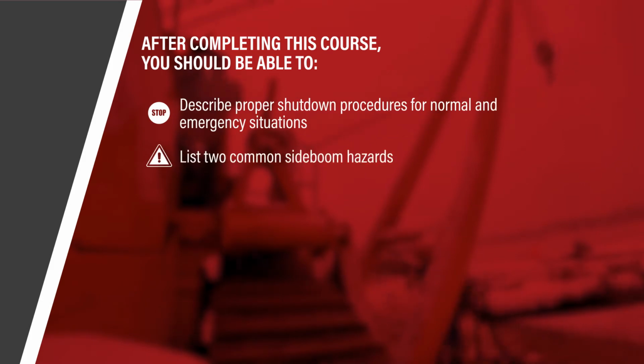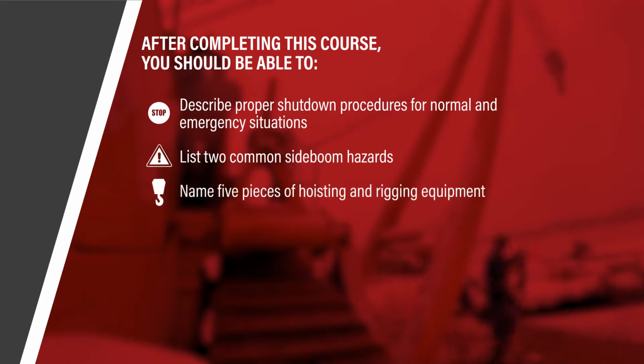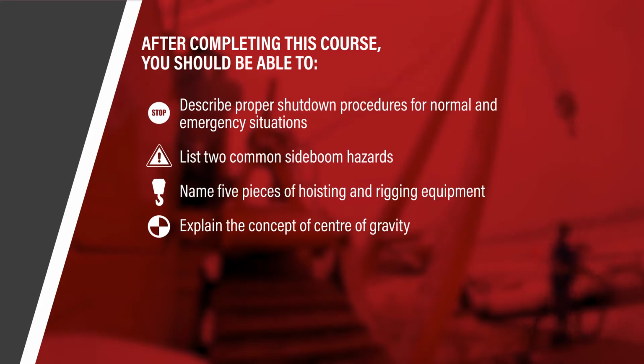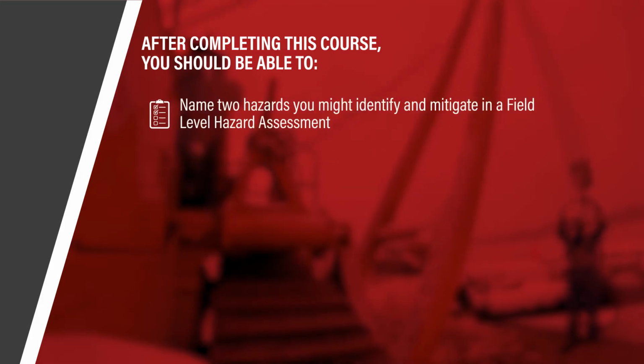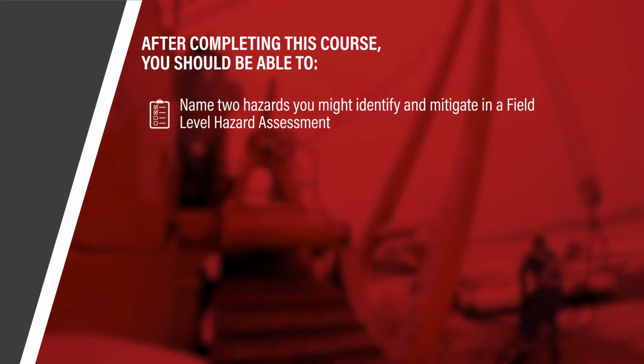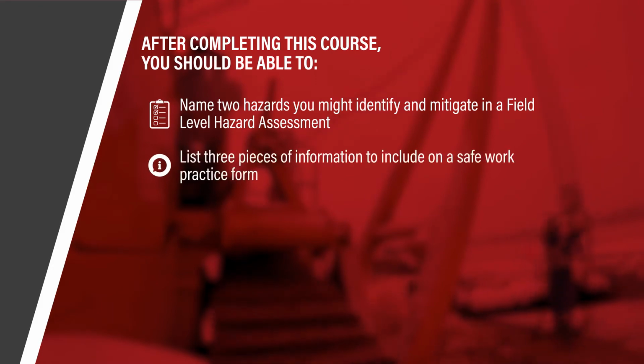List 2 common side boom hazards. Name 5 pieces of hoisting and rigging equipment. Explain the concept of center of gravity. Calculate load weights. Explain the purpose of a load chart. Name 2 hazards you might identify and mitigate in a field-level hazard assessment and list 3 pieces of information to include on a safe work practice form.